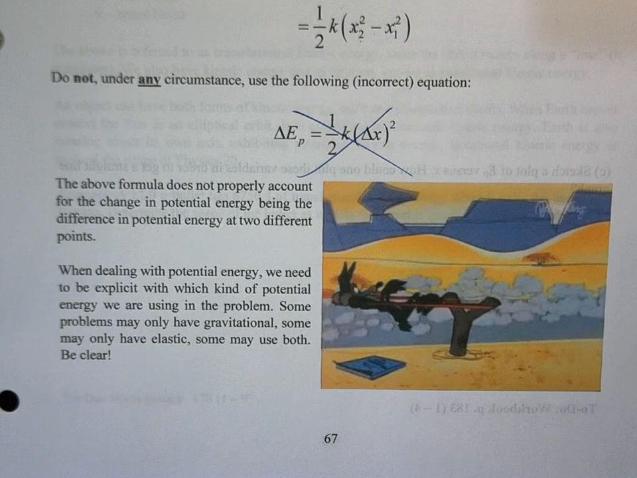So this brings up another point. Can we have multiple potential energies in a problem? Yes, you can absolutely have gravitational potential energy and elastic potential energy. You can have both, you can have neither, you can have one or the other.